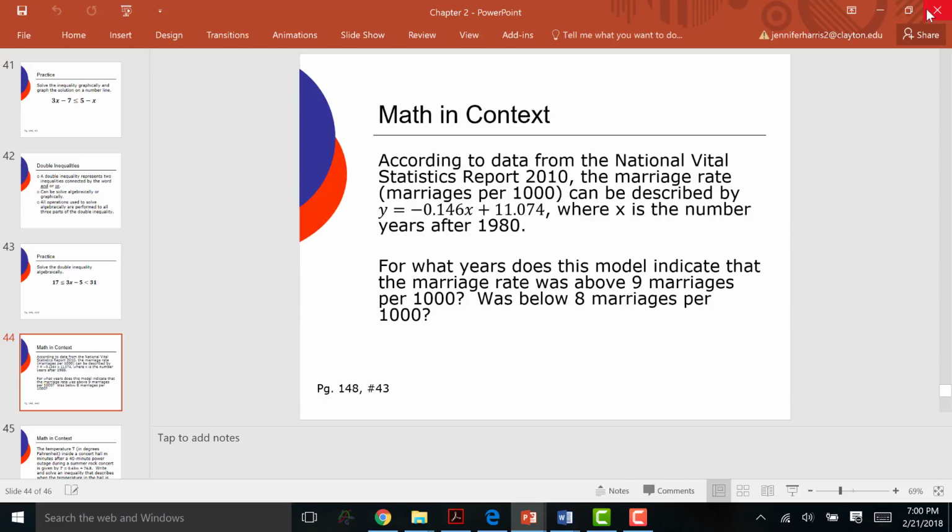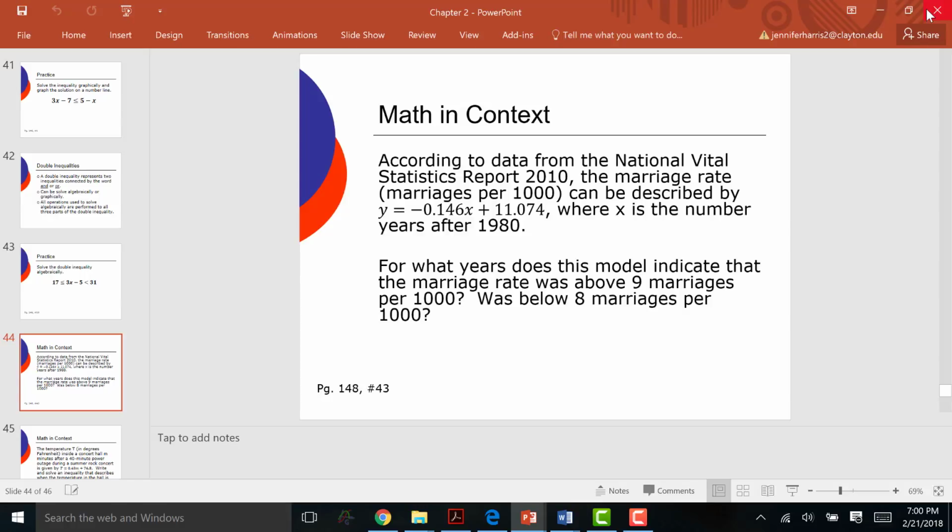Now it says, for what year does the model indicate that the marriage rate was above 9 marriages? Why do we use the word above? Greater than. So every time you're going to use what we just learned. I want to know when the marriage rate is going to be greater than 9. So I'm going to take my equation, negative 0.146x plus 11.074. I want to know when it's greater than 9.